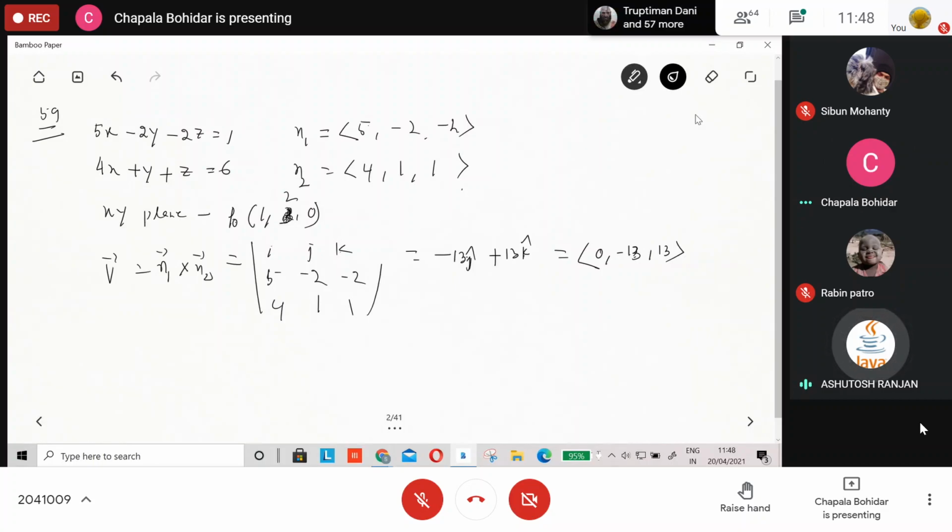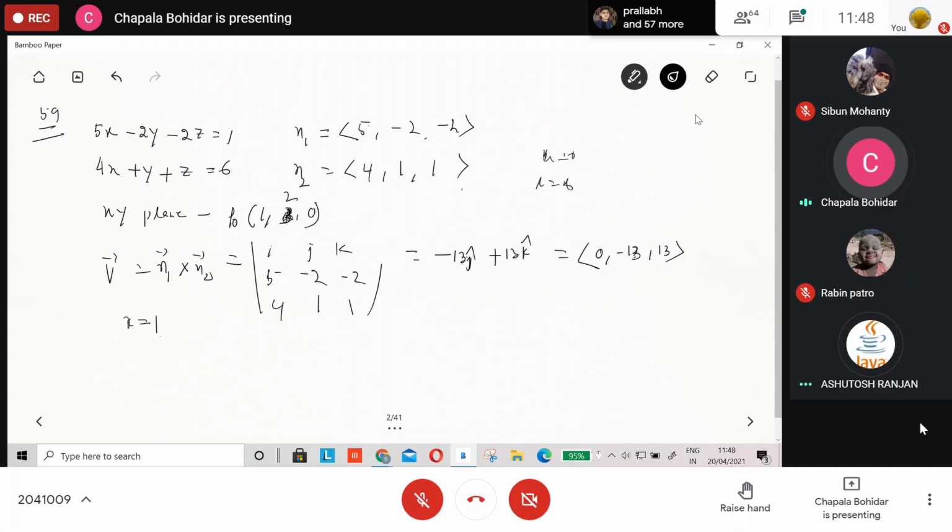(x minus 1)/0 is equal to (y minus 2)/(minus 1). You say x is equal to 1. Don't say (x minus 1) by 0. When the denominator is 0, I said that you have to write down x is equal to x0. So we find x is equal to 1.